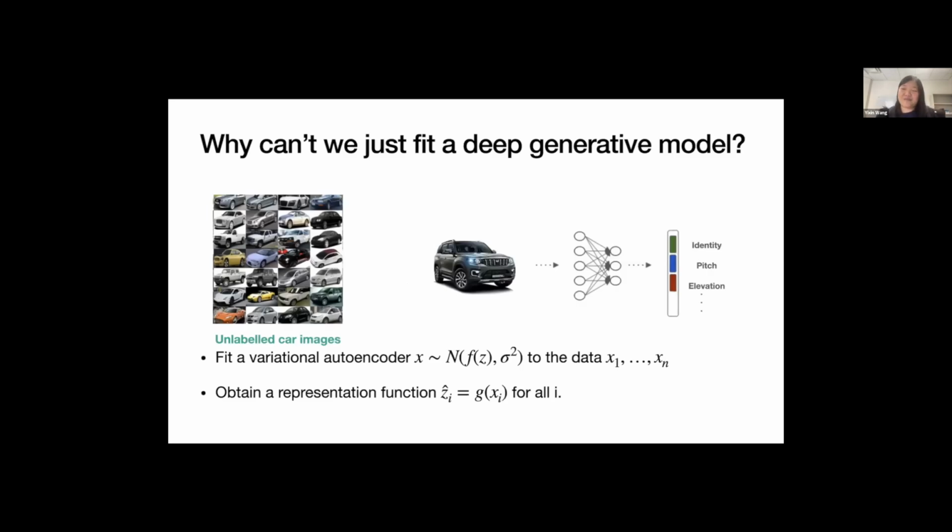I know we talked about identifiability in the previous talk, but we also have a practical reason. Why can't we just fit a deep generative model? Suppose we just fit a variational autoencoder to the data, or your favorite deep generative model. We can always obtain a representation function by looking at, in the context of a variational autoencoder, the posterior mean of these latent variables, and write it down as a function of the data. So whenever I take a new data point, for example, an image of a car, I can get the representation of that image of the car.